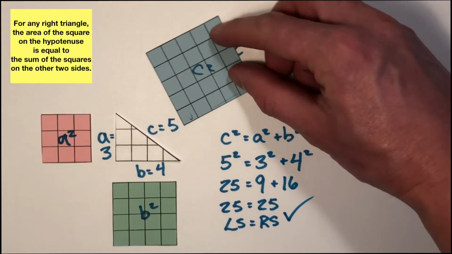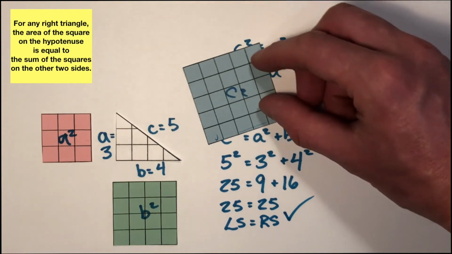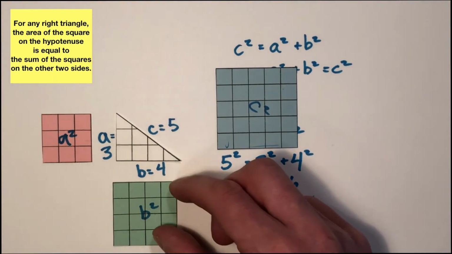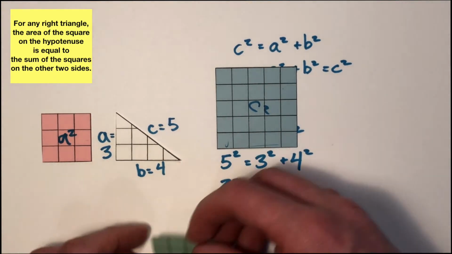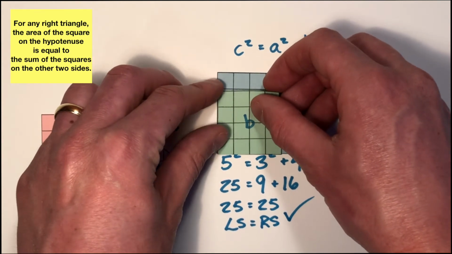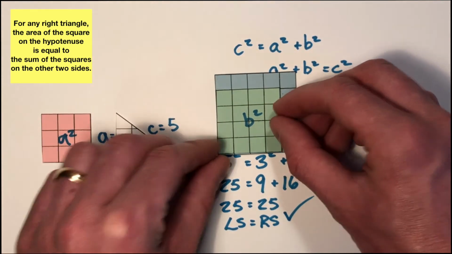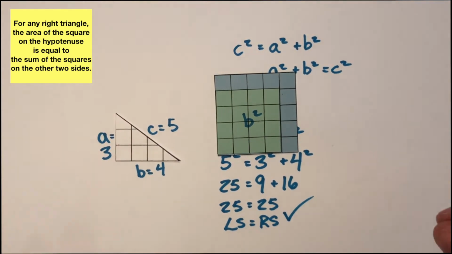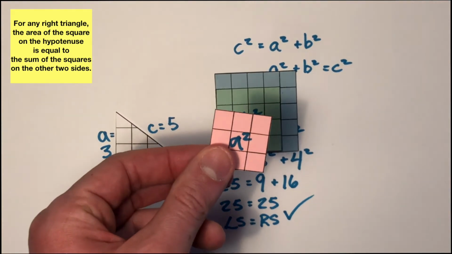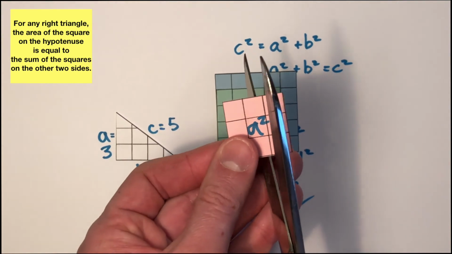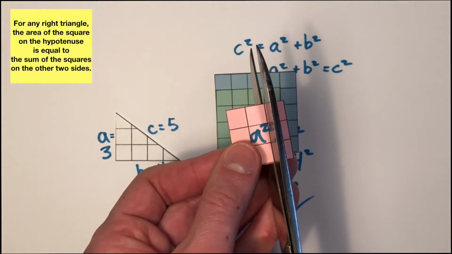So I'm just going to take the square off the hypotenuse. I'm going to put it out here. I'm going to take the square off of leg B and lay it directly on top of the square of the hypotenuse. And I'm going to do the same for A, except for A, I'm just going to have to cut it up a little bit. So just bear with me while I give it a few cuts.